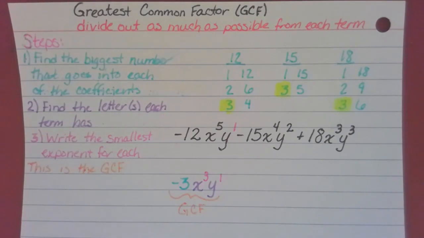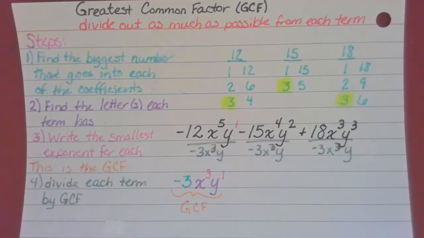Okay, so that's all the steps to get the GCF. That is the biggest amount I can take out of every single term. And now the next step is to divide each one of our terms in the original polynomial by that GCF. So the next step is to divide each term by the GCF. I'm dividing every single term by the negative 3 x to the third y to the first. And then I'm going to follow the rules of exponents to simplify each one of these fractions.